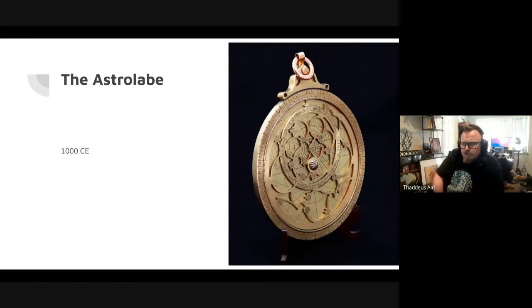Getting back to navigation, the astrolabe, this is about 1000 CE. I don't honestly remember if this particular model is Northern Mediterranean or Southern Mediterranean. I'm pretty sure Northern, but it's once again a star map. It's a computational map for us to understand where the stars should be tonight. And once we understand where the stars should be tonight, we can use the map to navigate safely to our destination.